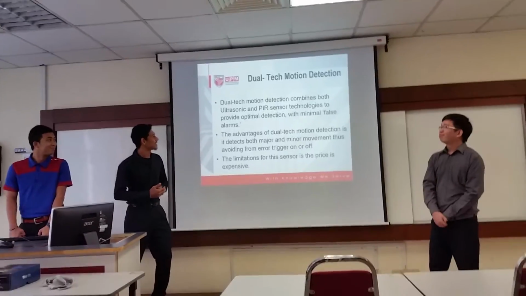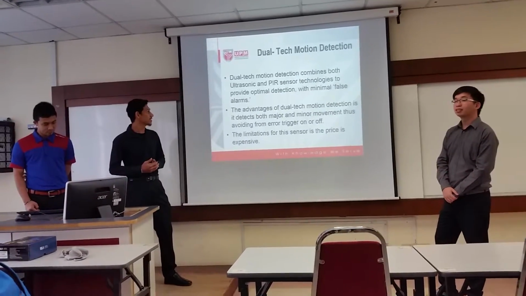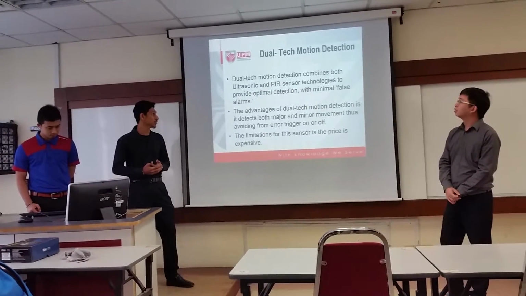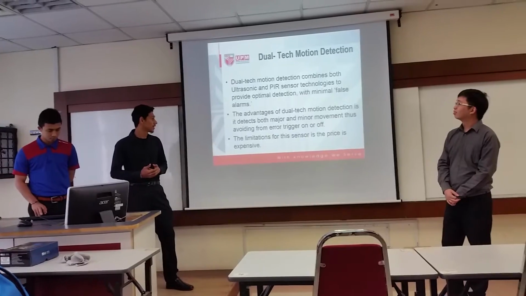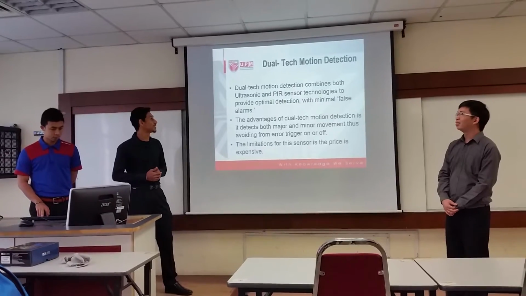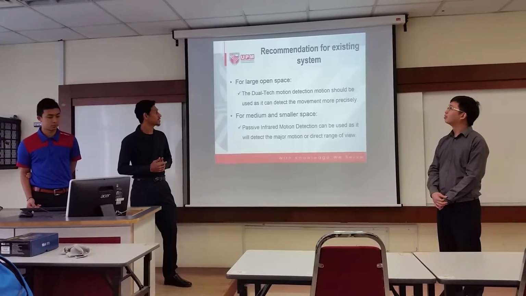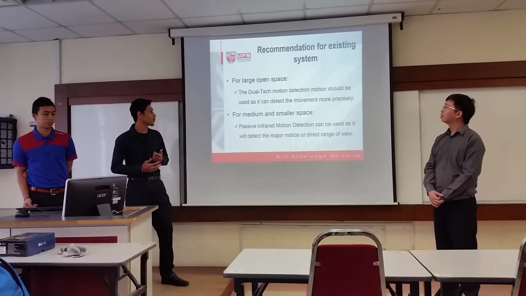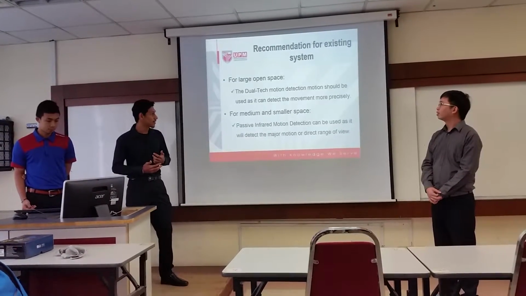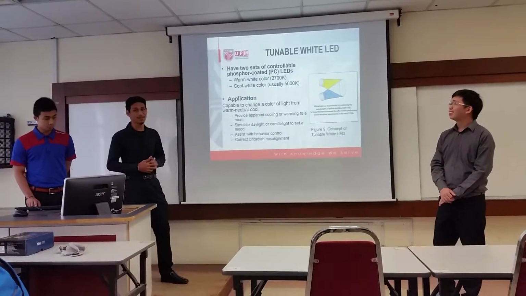Dual tech motion is a combination of ultrasonic and PIR sensor, for optimization of the detection. The advantage is it detects both major and minor movement, and the limitation is of course the price is expensive. The recommendation is that for large open spaces the dual tech motion will be used, and for medium and smaller spaces, PIR is more suitable to use.